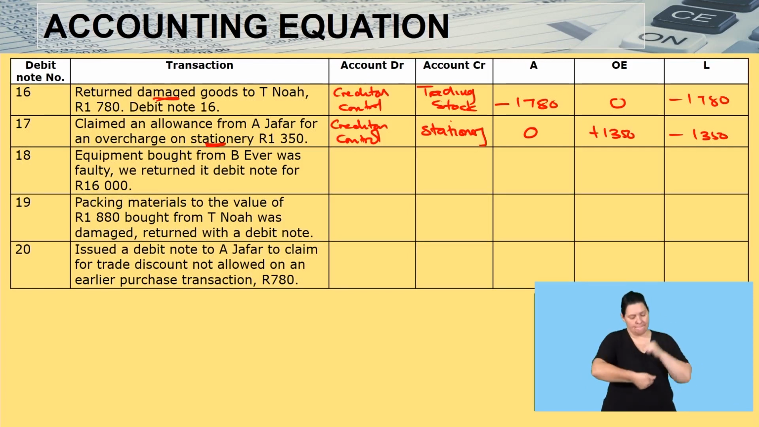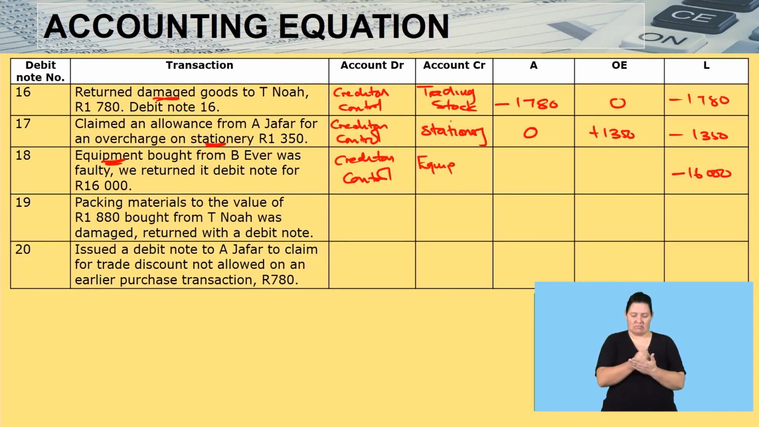On the 18th, equipment bought from B Ever was faulty. We returned it with a debit note. Which account do I debit? Creditors control. And then my liabilities definitely will decrease by 16,000. The second account involved here is equipment. I will credit my equipment. Equipment is an asset. I'll come here and say minus 16,000. Owner's equity, no effect.